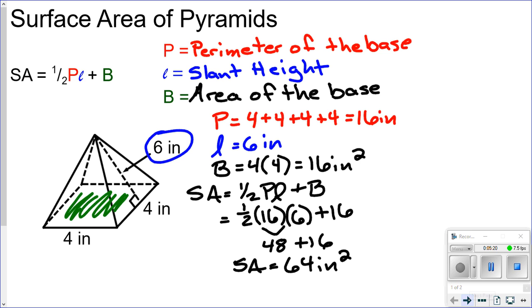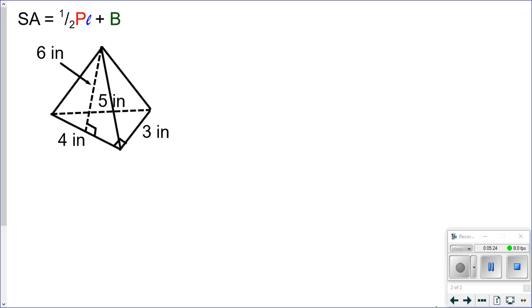All right, I've got one more for you. So in this one, the base is a triangle. So here's the point of my pyramid right here. Below that is the base of the pyramid. So that's this right here, that triangle. And again, we're just going to find these three values.